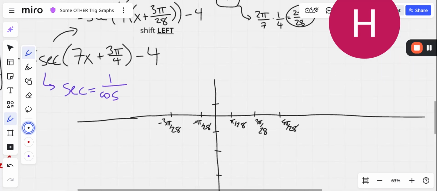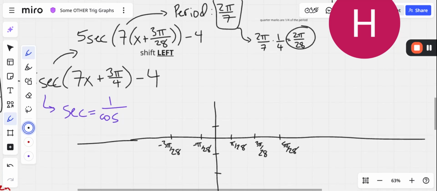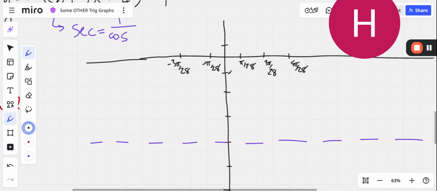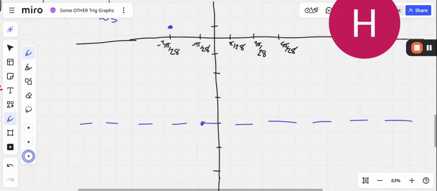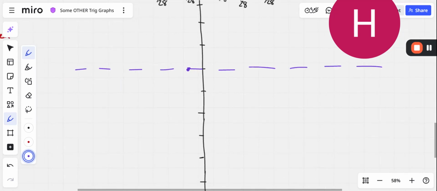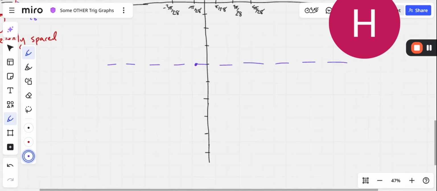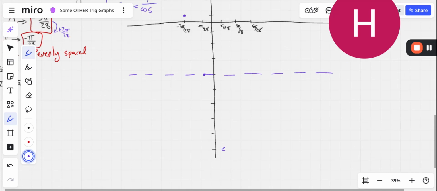Beautiful. Now that we have our quarter marks, we can use the cosine boundary curve. We need to use this carefully because cosine does not begin at the midline. It starts at the a value, which in this case is 5. It's going to take us up 1, 2, 3, 4, 5, right here. And then we go to the midline, and then we go down 5, all the way down. Way down here. And then back to midline, and then back way up here. So the graph of the cosine curve would look something like that.